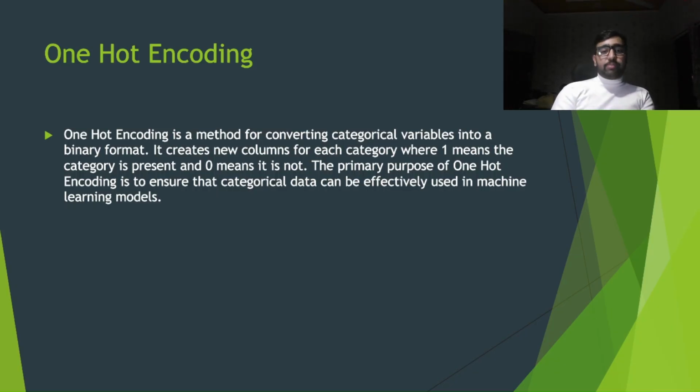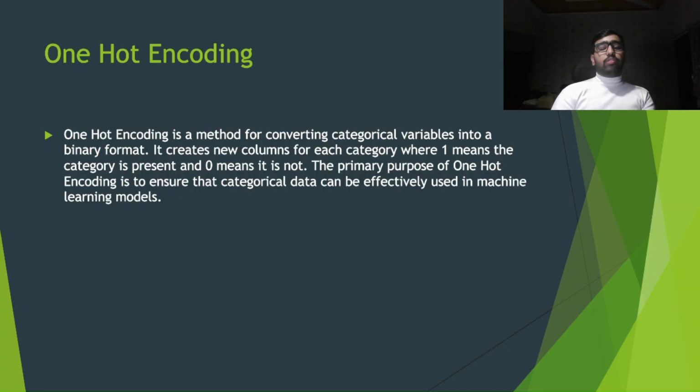One hot encoding is a method for converting categorical variables into a binary format. It creates a new column for each category, where 1 means the category is present and 0 means it is not. The primary purpose of one hot encoding is to ensure that categorical data can be effectively used in machine learning models.